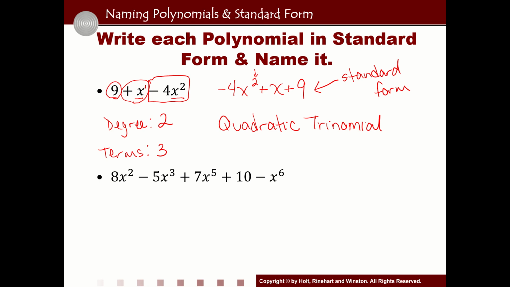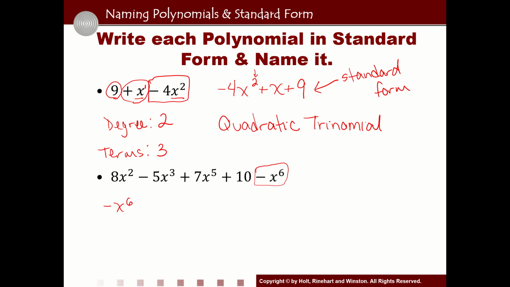Let's try this one down here. So standard form first, we're looking for the highest exponent. I have a 2, a 3, a 5, a 0 because there's no x, and a 6. Well, the largest number I said was 6. And when I look at this term, it's negative x to the 6. So it needs to stay negative when I move it up front.